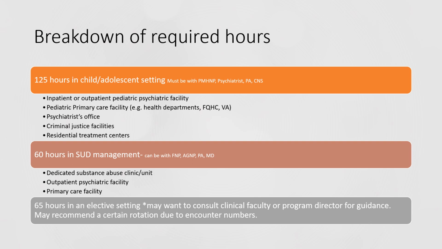Now, the thing with substance use, you can do that with an FNP, an AGNP, a PA, or a family practice MD who does substance use treatment because many places are doing that. So you could do those hours there. And then 65 hours can be an elective setting. But if you have questions, please consult with your clinical faculty or the program director, myself, to see if that would be okay.